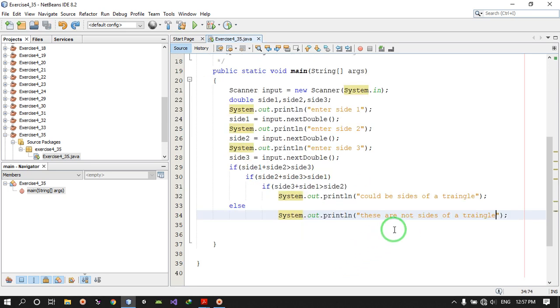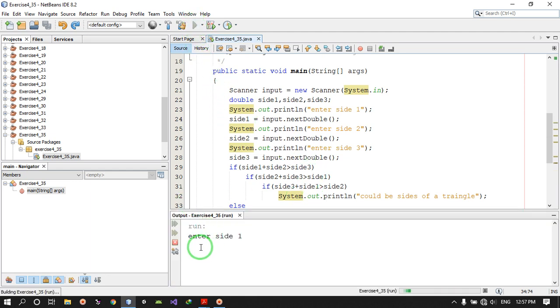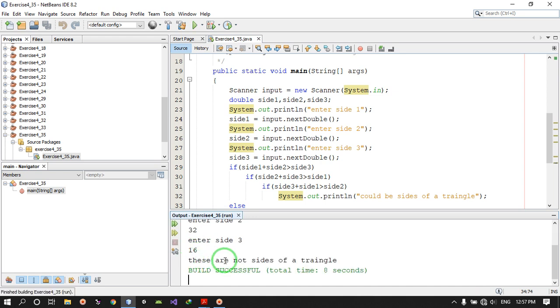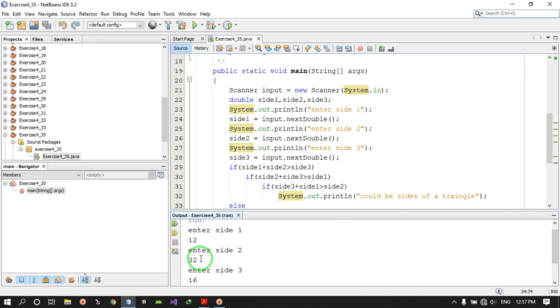So now let's run the program to see the output. Enter side 1: 12, 32 and 16. These are not sides of a triangle because side 1 and side 3 is not greater than side 2, so this is why these values can't be sides of a triangle. So now let's enter some correct values.